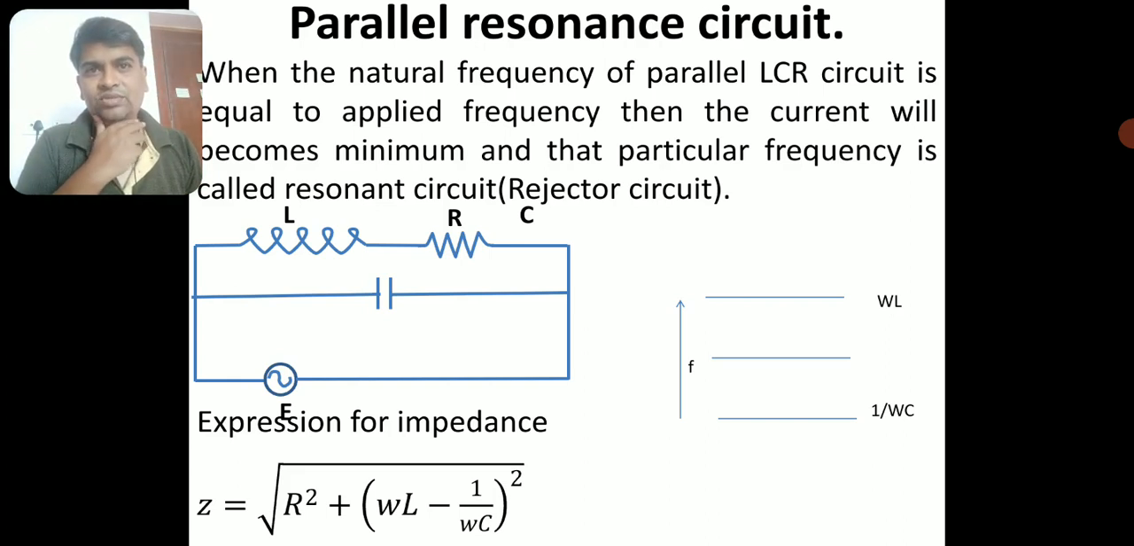In the exams, you have the concept question category, the last category, where you can expect these kinds of questions. They can ask why the parallel resonance circuit is called a rejector circuit. Why is it? Because when the natural frequency is equal to the applied frequency, the current becomes minimum at that particular frequency. Therefore, this circuit is called the rejector circuit.